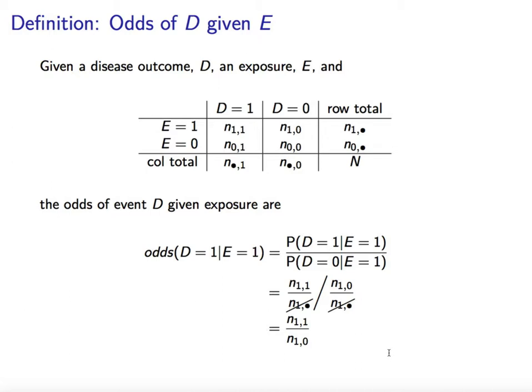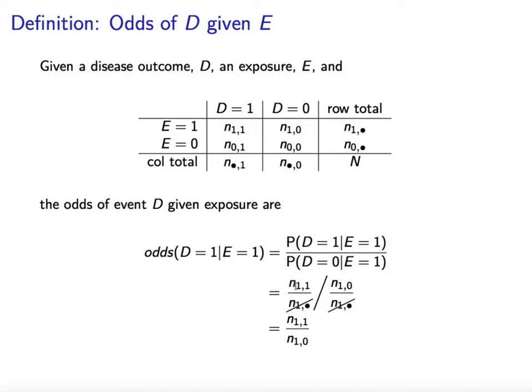So now we can calculate the odds of disease given the exposure. This is the ratio of the probability of disease given exposure to the probability of no disease given the exposure. That's a mouthful. So we divide the probability of disease given exposure by the probability of no disease given exposure. That's also the probability of disease given exposure divided by 1 minus the probability of disease given exposure. But we'll calculate it this way because we have all of those numbers up here.